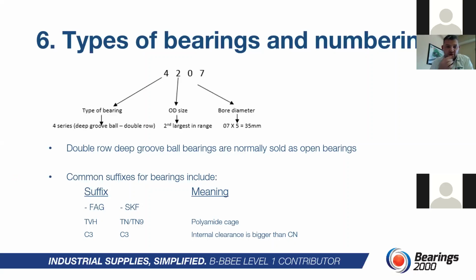Common suffixes to look out for there: TVH, or in the SKF instance, the equivalent is TN or TN9, and that has to do with the cage. So the cage will be made out of a polyimide, and then C3, which is the internal clearance, again, is bigger than C normal. You'll notice that on a lot of the suffixes, it's exactly the same, and it has the same meaning.